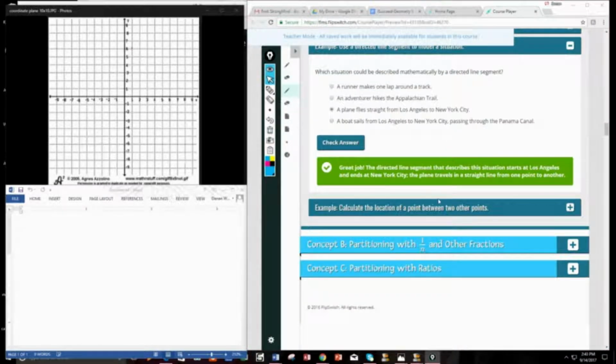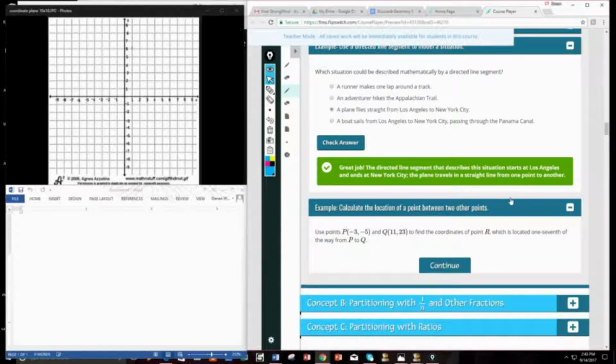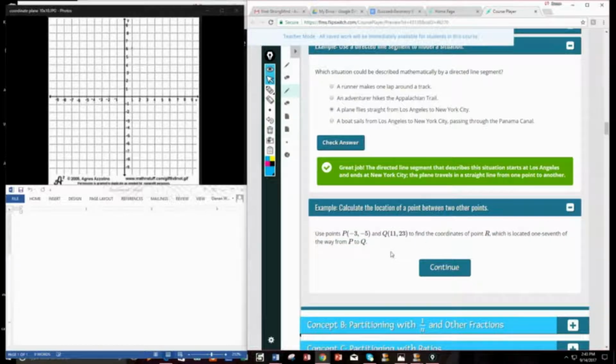Okay, so the next example, calculate the location of a point between two other points. Use points P, -3, -5, and Q, 11, 23, to find the coordinates of point R, which is located 1/7 of the way from P to Q. Okay, well, if I look at my graph, I do not have enough coordinates to graph 11 and 23, the point Q.